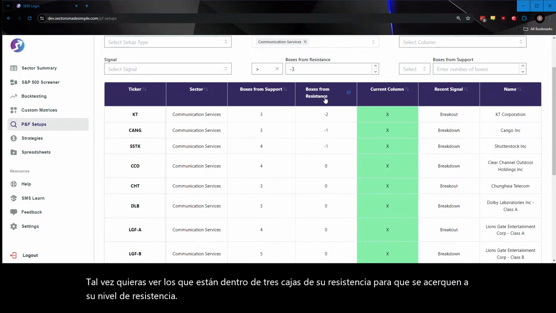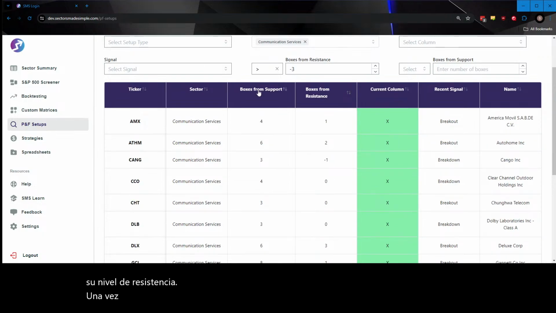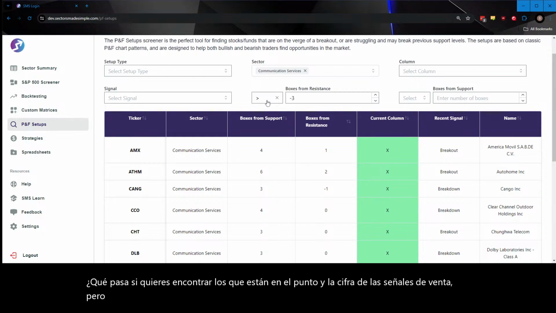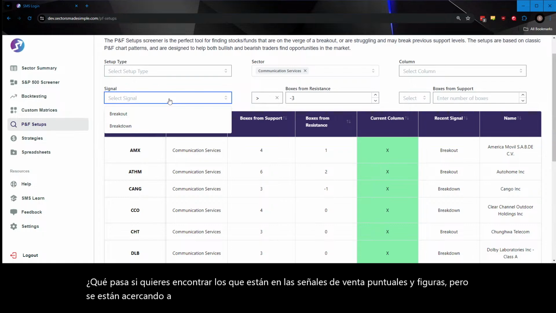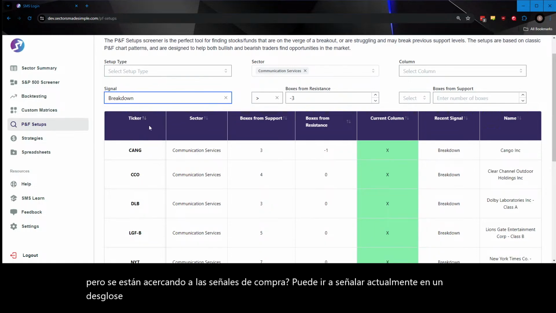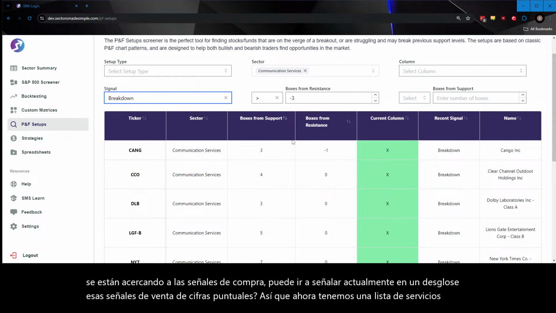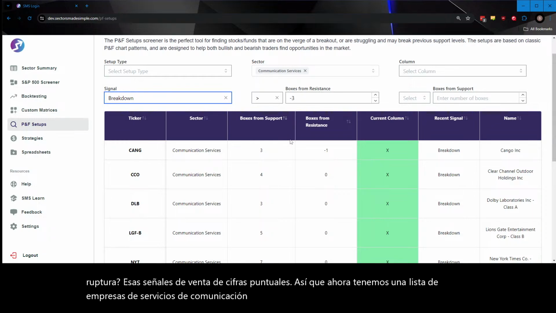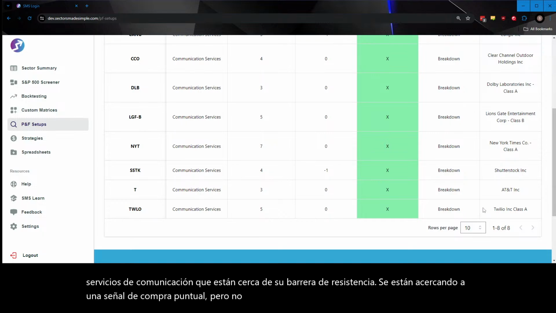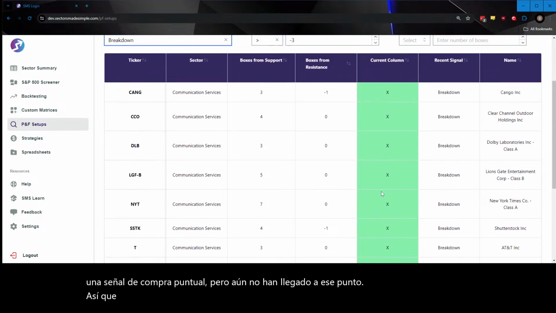Once again, here you go. What if you want to find ones that are on point and figure sell signals, but they're getting close to buy signals? You can go signal, currently on a breakdown, those point and figure sell signals. So now we have a list of communication service companies that are close to their resistance barrier. They're approaching a point and figure buy signal, but they're not there yet. So this gives us 8 companies.